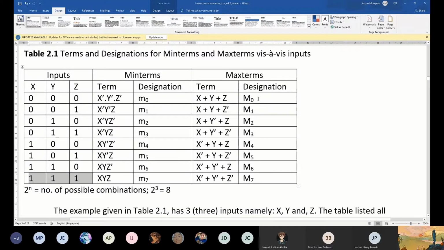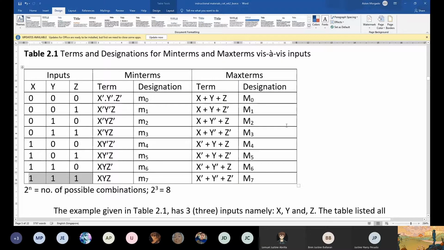For designations, it's the same. So you have max term 0 to 7. When you say max term 0, it only means x plus y plus z. Max term 1 is x plus y plus z prime. Max term 2 is x plus y prime plus z. And so on up until max term 7. So when you say max term 7, x prime plus y prime plus z prime.